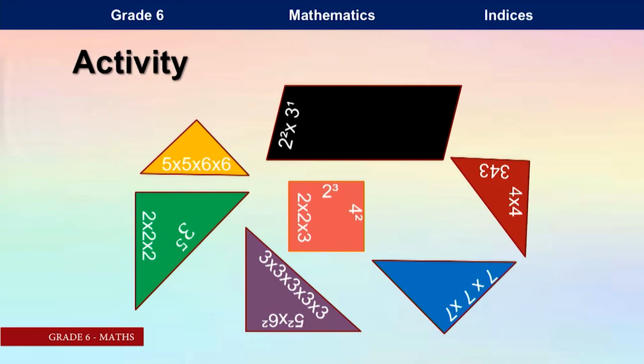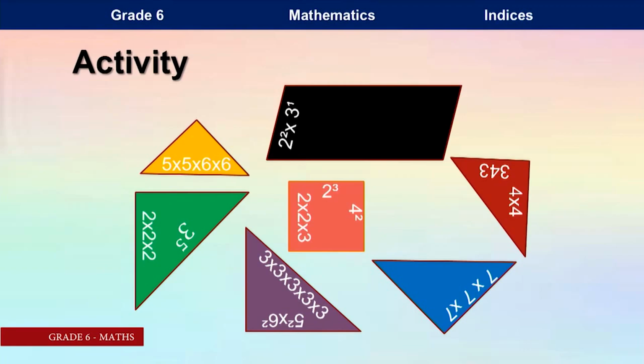You can see how many threes are there? 1, 2, 3, 4, 5. Then how to write this in index notation? You can write it using 3 and 5, that is in the green triangle. Then you can connect it to another side of that purple triangle. This is the way we are going to do this activity.